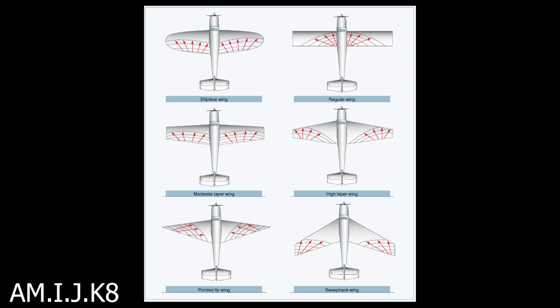Many aircraft have a greater angle of incidence at the root of the wing than at the tip, known as washout. This design feature helps maintain aileron control during the initial stages of a wing stall by causing the inboard part of the wing to stall before the outboard part.